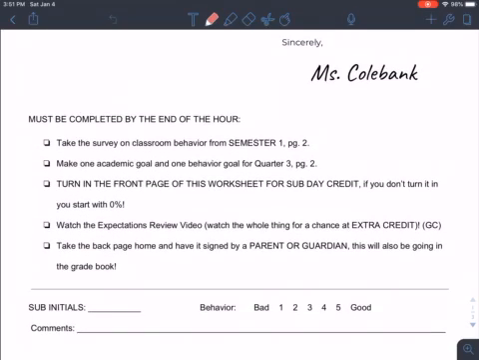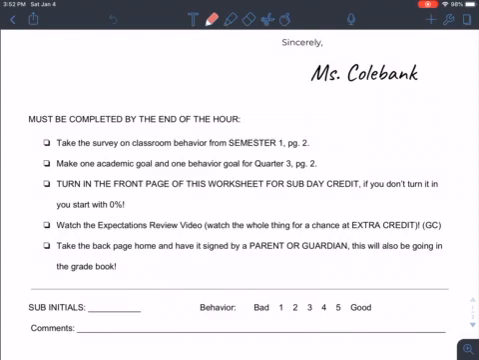So here is kind of your checklist. You must have all of this completed by the end of the hour. Honestly, if you just follow through this little playlist on Google Classroom, then you will get everything done. So first, you need to take the survey on classroom behavior from semester 1. That is the back of this first page. Then you have to make one academic goal and one behavior goal for the next quarter. You need to turn in this front worksheet for sub credit.